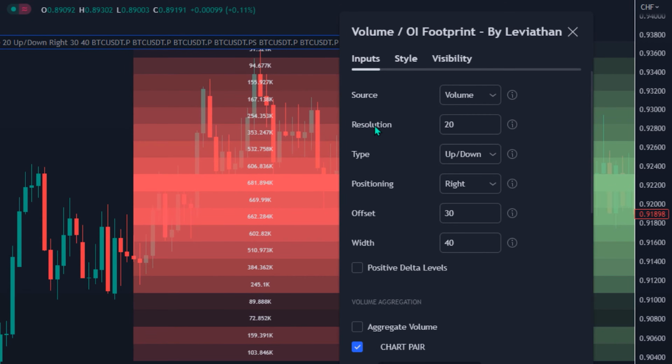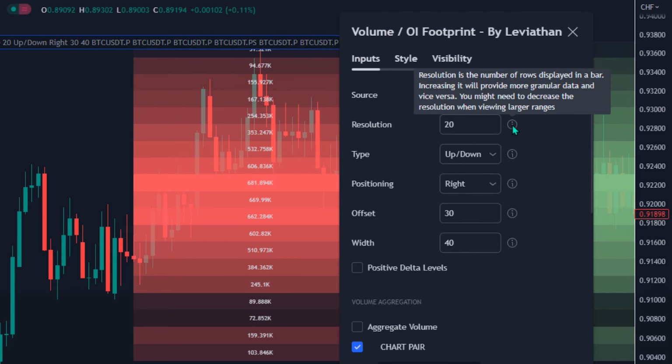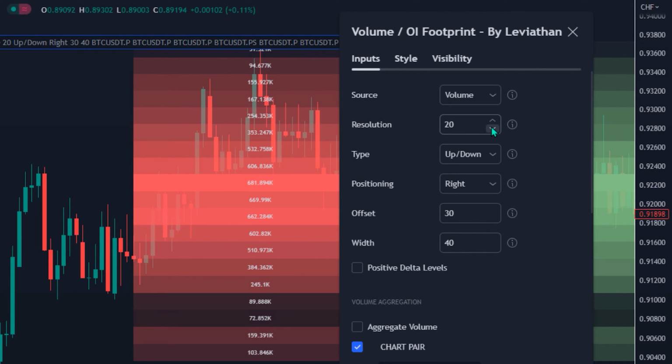There is the resolution. Resolution is the number of rows displayed in a bar. Increasing it will provide more granular data, and vice versa. You might need to decrease the resolution when viewing larger ranges. Next is the type. Choose between three types of visualization: total volume or total open interest increase, up-down, buy volume versus sell volume or OI increase versus OI decrease, and delta, buy volume, sell volume, or OI increase, OI decrease.